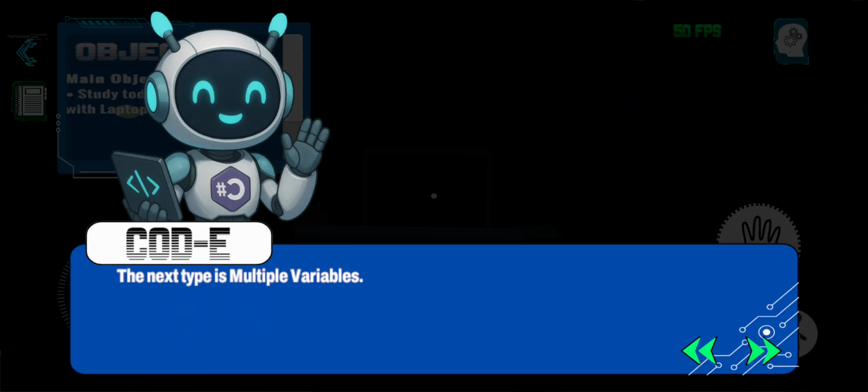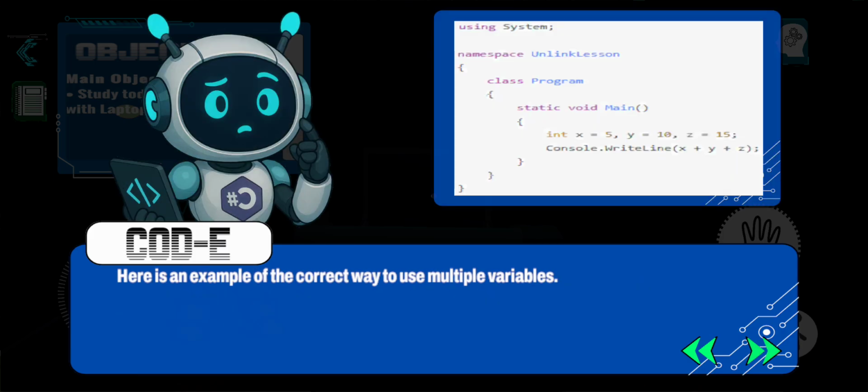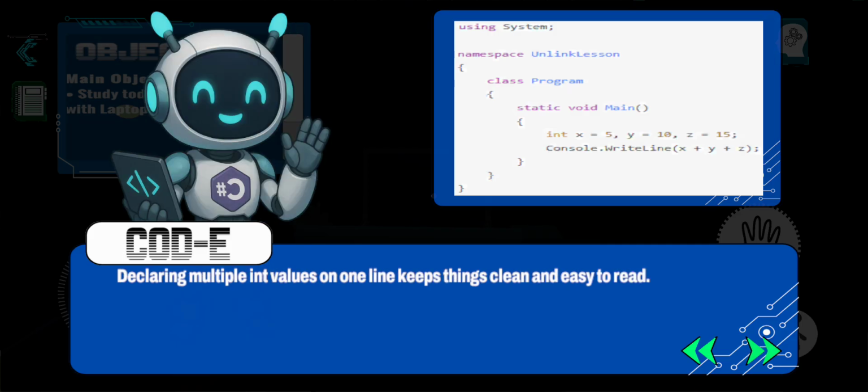The next type is multiple variables. You can declare multiple variables of the same type in a single line by separating them with commas. It's a shorthand to organize related data like coordinates, scores, or quantities. Here is an example of the correct way to use multiple variables. Declaring multiple int values on one line keeps things clean and easy to read.